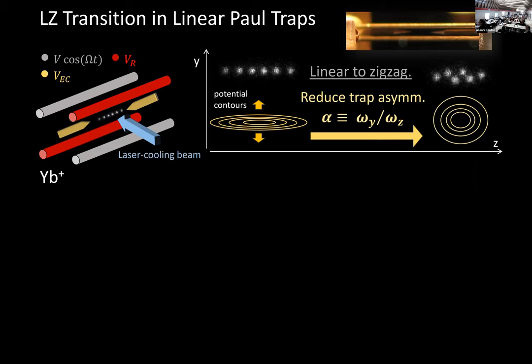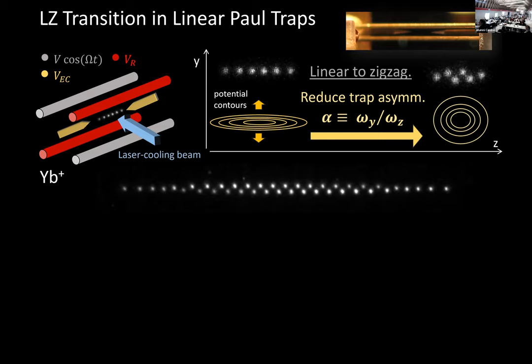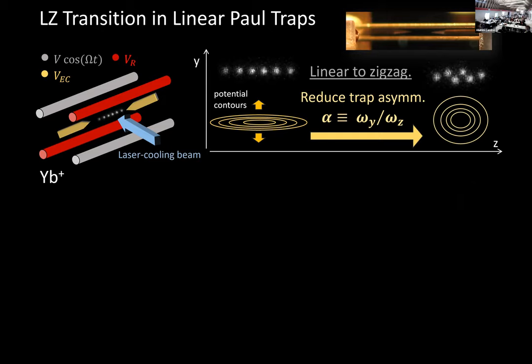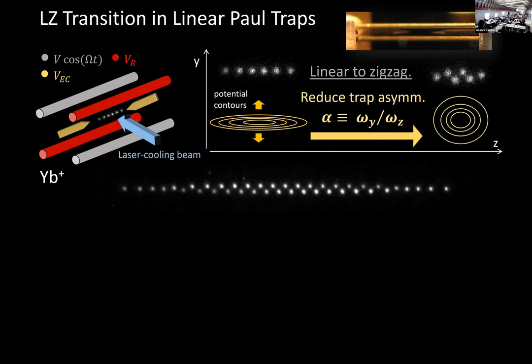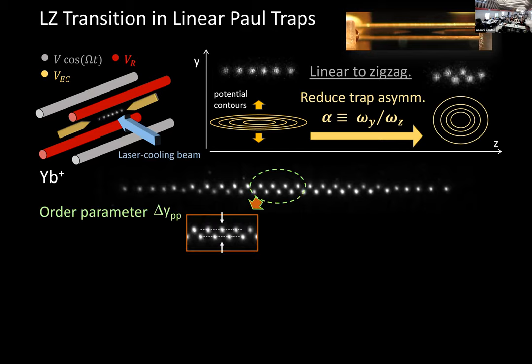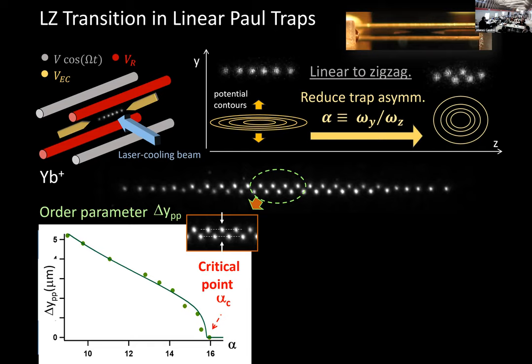This is a sequence of images as we cross the transition, linear, and then through to zigzag. Anyway, you see the essential features. Any phase transition has an order parameter, which here is essentially the size of the zigzag structure. You can see a critical point. They're already quite sharp for 50 ions. As you cross this critical point, the order parameter grows in a continuous fashion.